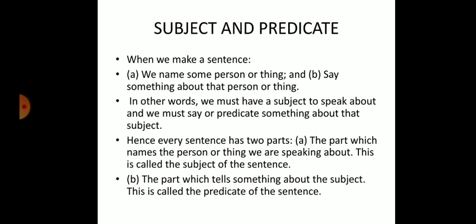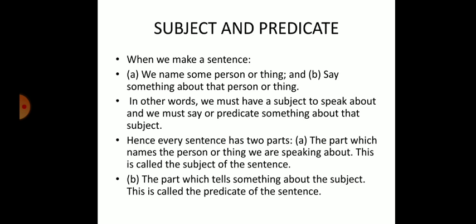The first element, when you tell the name of some person or place or thing, that is called the subject, and the second element, when you say something about that person, place, or thing, is called your predicate. In other words, we must have a subject to speak about, and we must say or predicate something about that subject. These are the two constituent parts of the sentence.